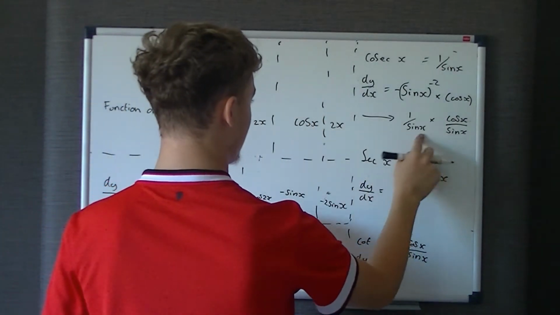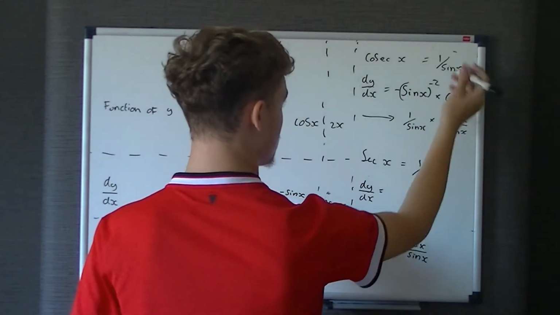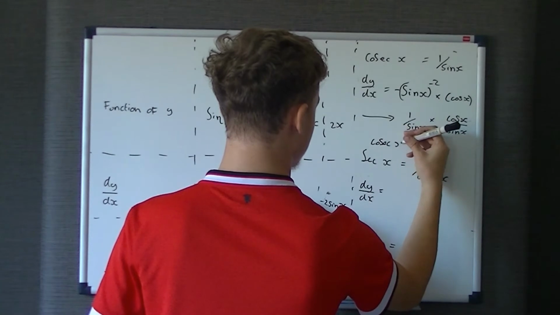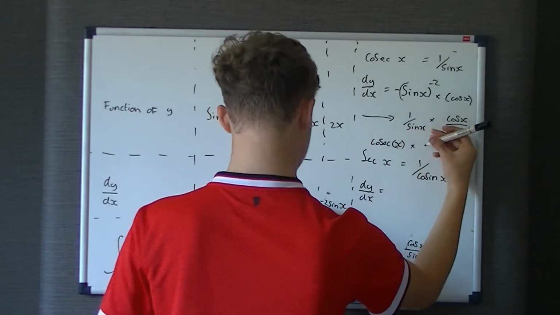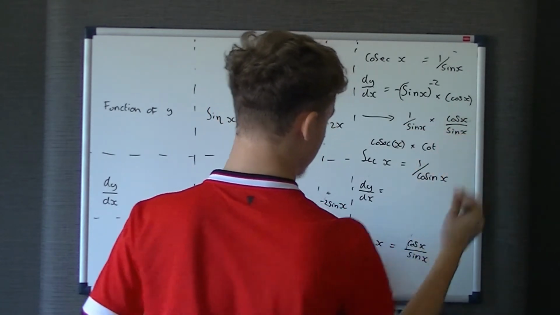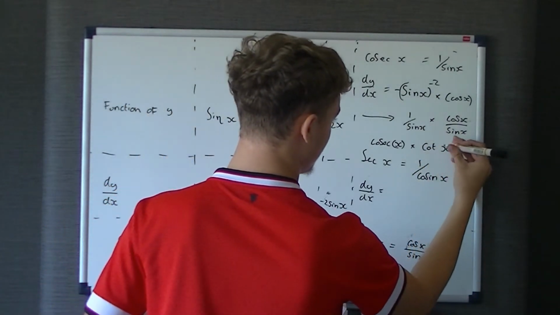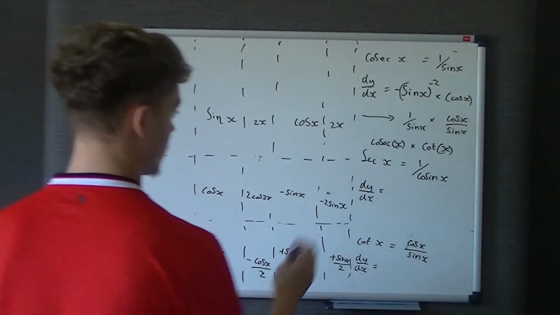And obviously, if we simplify this, 1 over sine x is cosec x, so that's cosec x times cot x. Because remember, this function here is that function there, so that's cot x. Okay, so that's the first part of that done.